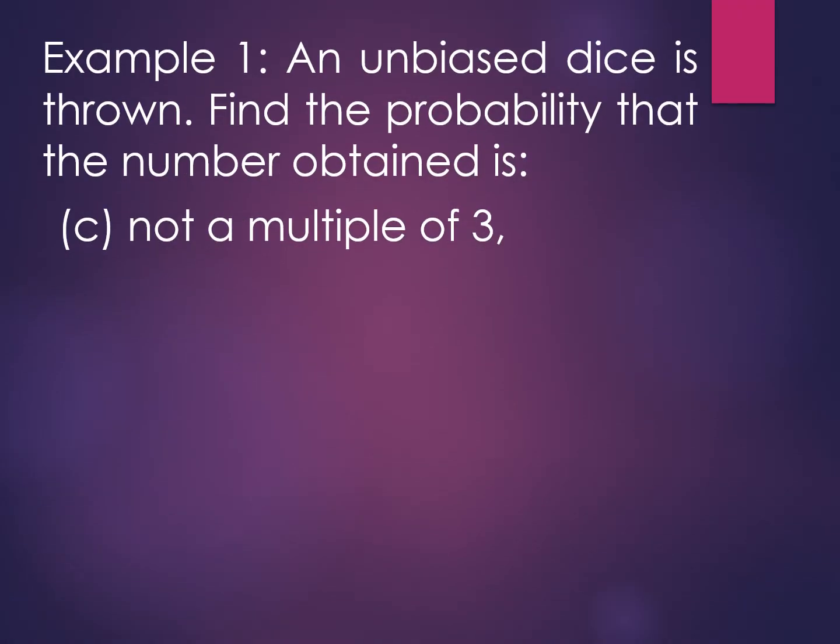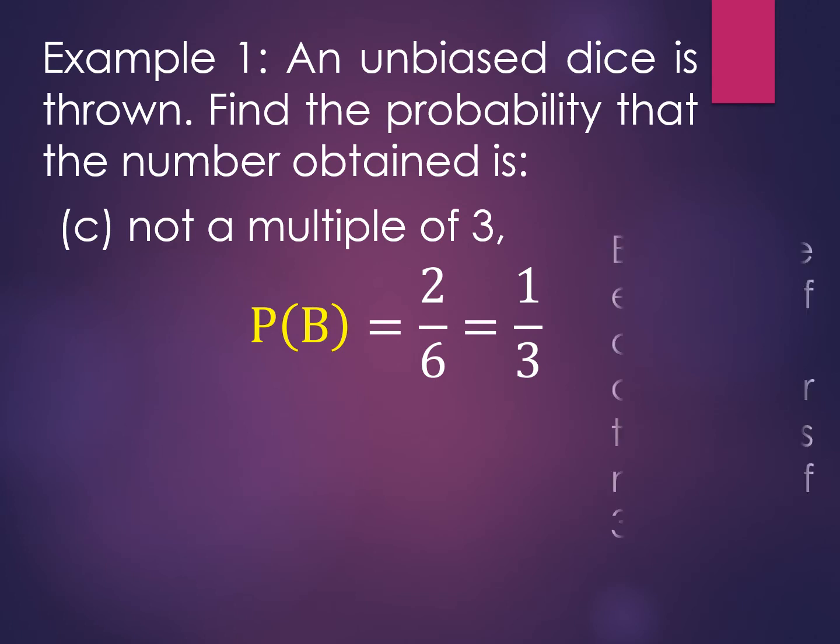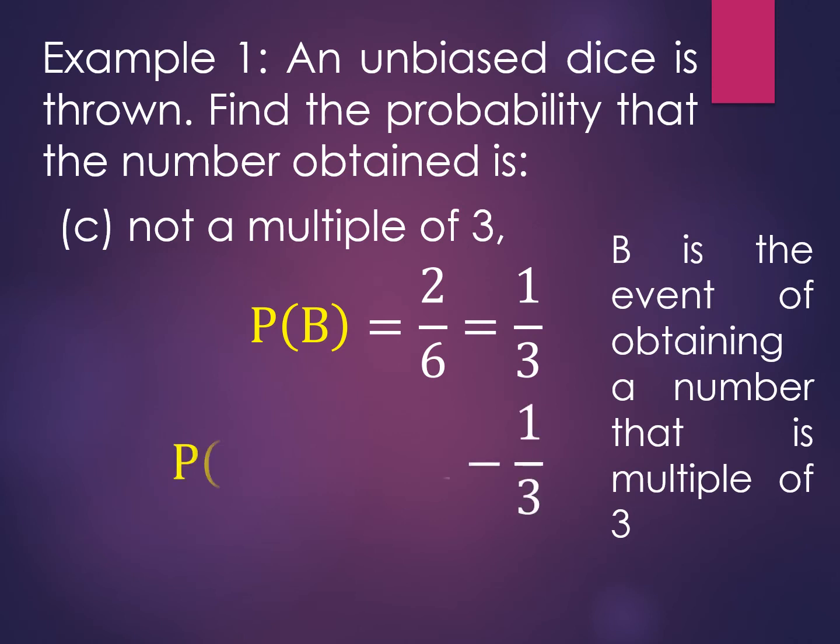Now let's move on to letter C, not a multiple of 3. Since we already computed the probability of B, which is equal to 1 over 3, the multiple of 3, we are just going to subtract it from 1. So the probability of not getting a multiple of 3 is 1 minus 1/3, which is equal to 2 over 3.